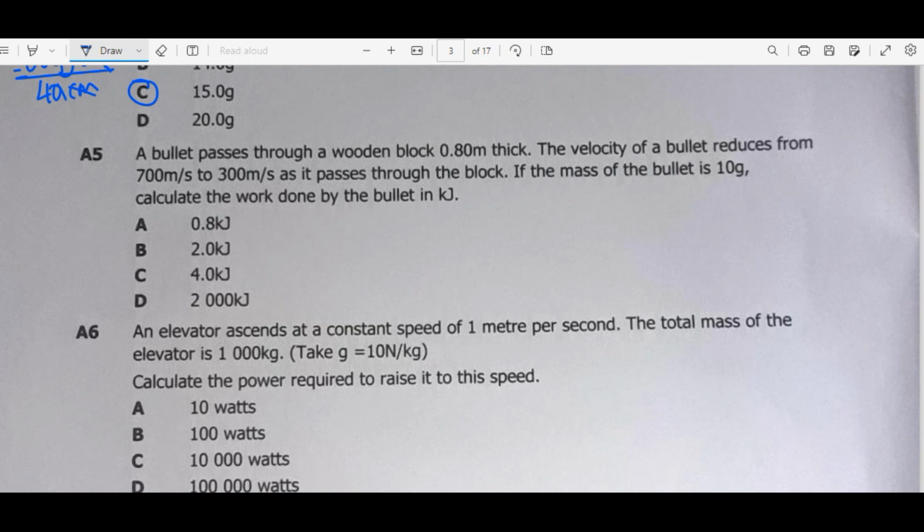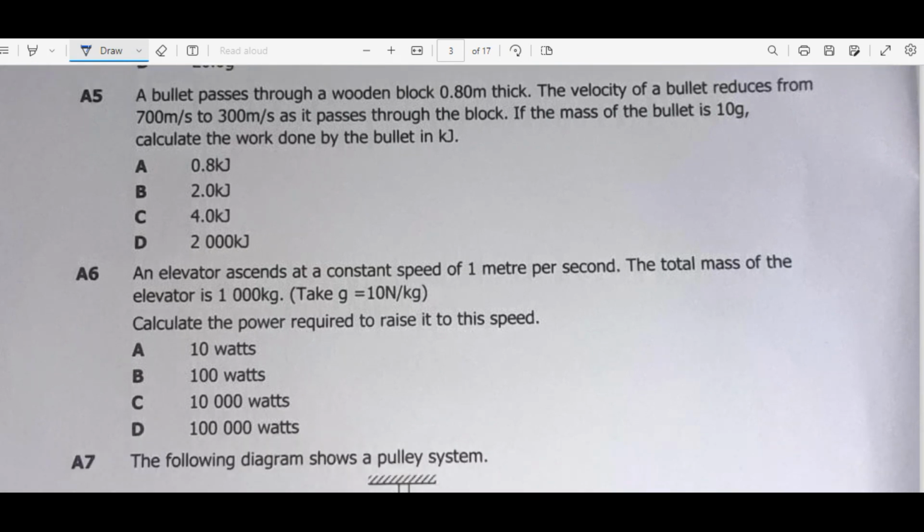We move on to question 5. A bullet passes through a wooden block 0.8 meters thick. The velocity of the bullet reduces from 700 meters per second to 300 meters per second as it passes through the block. If the mass of the bullet is 10 grams, calculate the work done by the bullet in kilojoules. So the movement is in the x-axis. So how can we find the work done?